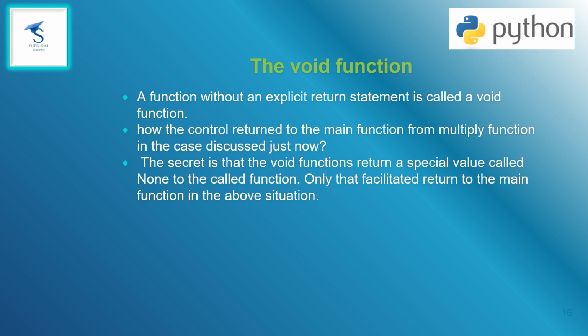Then how does the control go back to the main function? It's because the void function returns a special value called None to the called function. Returning sum is okay, but if we don't return anything, a None goes to the calling function main. So that facilitates the return to the main function in the above situation.